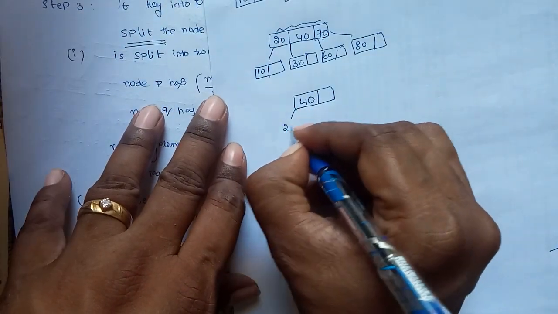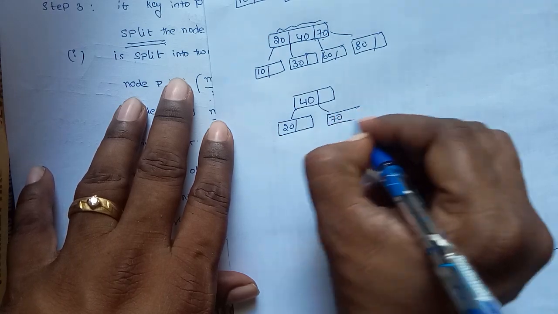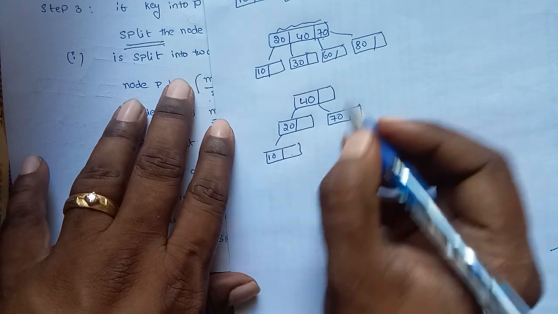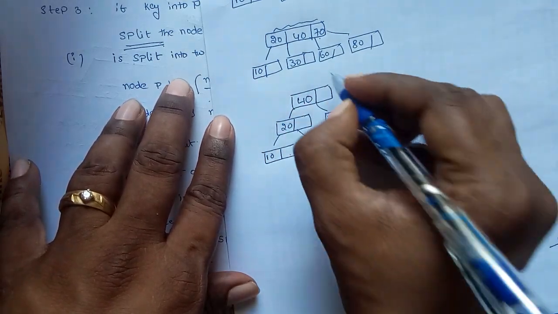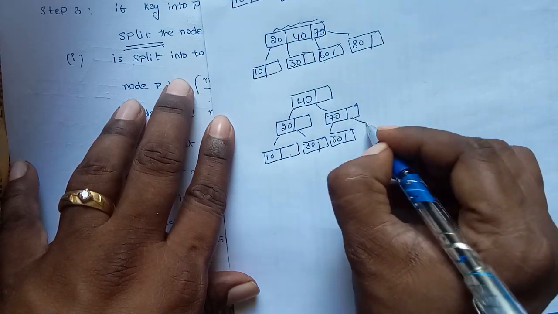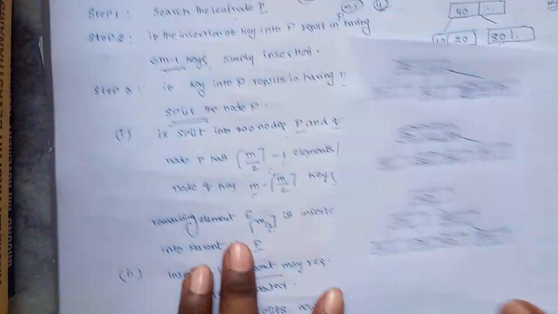That means 20 and 70, the normal procedure. And this one is 10. For 20, the right child is 30. For 60, this is the left child, this is the right child. Observe. Okay, all the steps are completed.